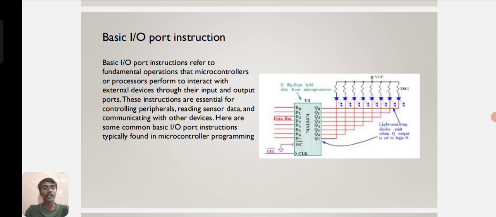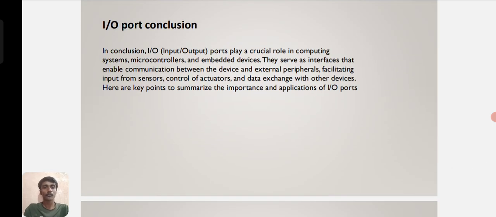We are seeing the diagram with the light emitting devices and D flip-flop holding data, using the 74LS74 IC. We are seeing the 7 inputs and 7 outputs with the one ground connection.